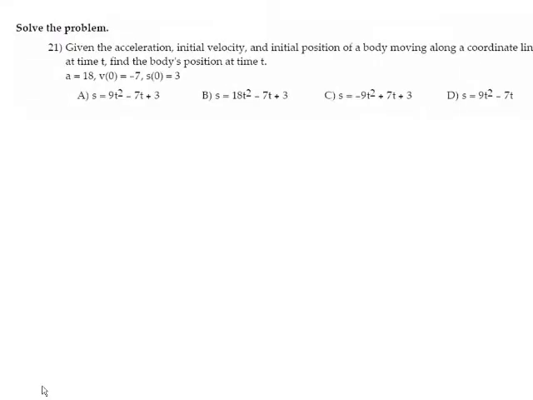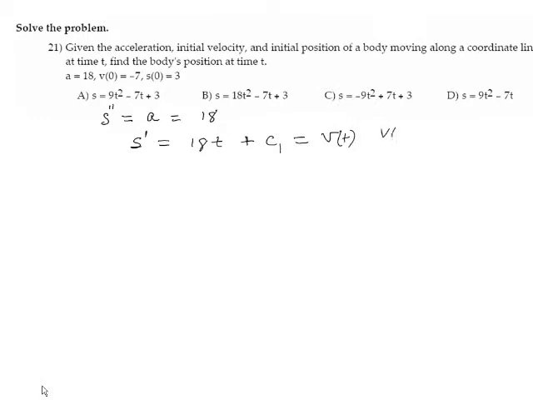Okay, problem 21. We're given the acceleration, initial velocity, and initial position of a body, and we want to find the position of the body at time t. So we're given that the second derivative of s, which is the acceleration, is equal to 18. Therefore, the first derivative, which would be the antiderivative of the acceleration, would be equal to 18t plus some constant c1. That is also equal to the velocity.